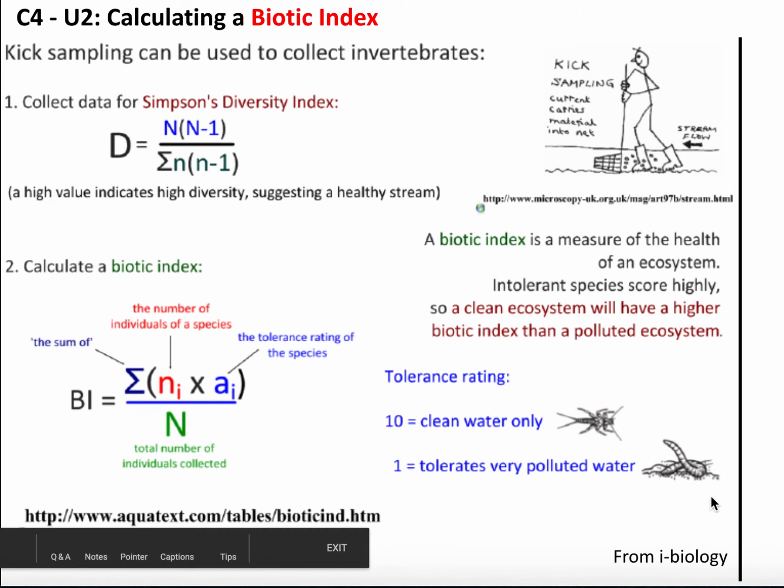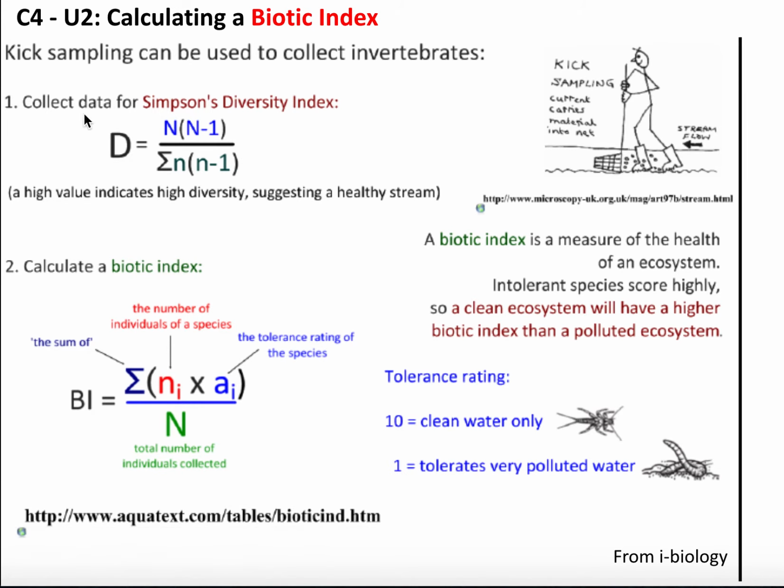Where this species here is a 1, because it can tolerate very polluted water, it can live in very polluted water. So if we see this species, number 1, we can assume that that water is probably very polluted, and if we see this one, we know it's very clean. This is called the Simpson Diversity Index, which we'll use later.